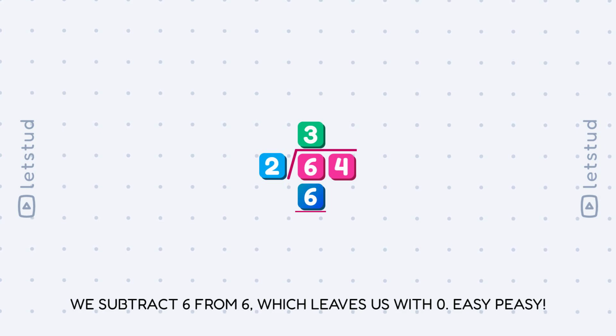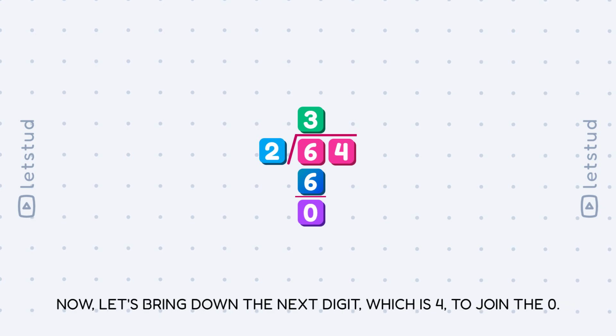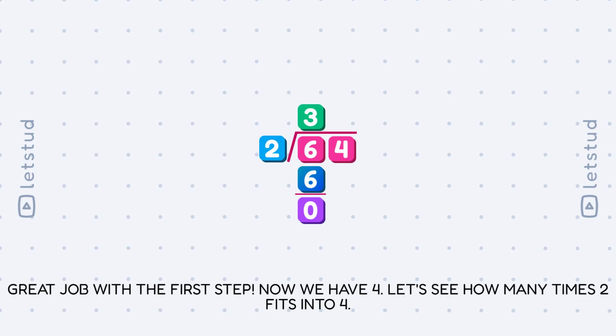Easy peasy. You're doing amazing. We're already on our way to the answer. Now let's bring down the next digit, which is 4, next to the 0. Great job with the first step.